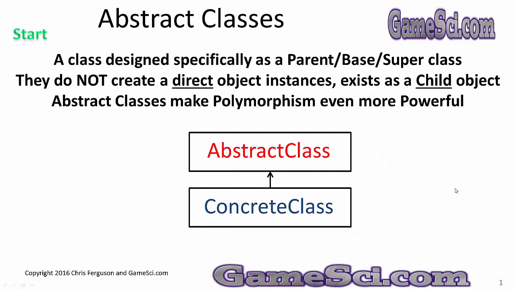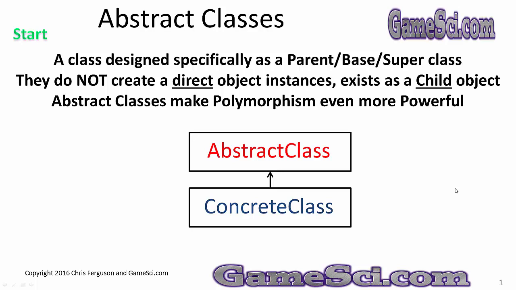Hiya, we're back. The topic of this lesson is abstract classes, abstract methods, interfaces, and a little more polymorphism thrown in. What is an abstract class? It's a class designed specifically as a parent, base, or superclass. They do not create direct object instances. They exist as child objects. Abstract classes make polymorphism even more powerful.